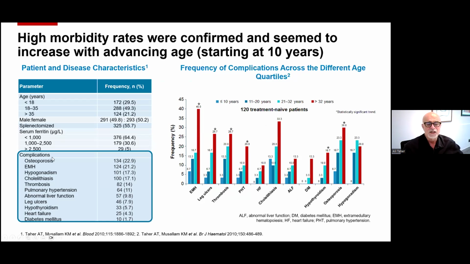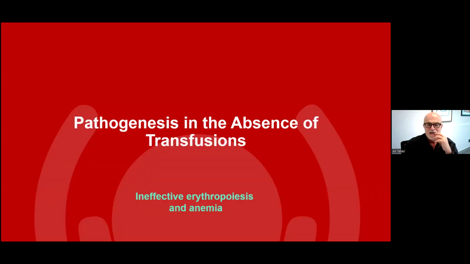Once again, the complications are the same: thrombosis, pulmonary hypertension, extramedullary hematopoiesis, and these complications increase with age in this group of patients. And most of the complications started after the age of 10. So let me now divide these complications dependent on the pathogenesis of it.